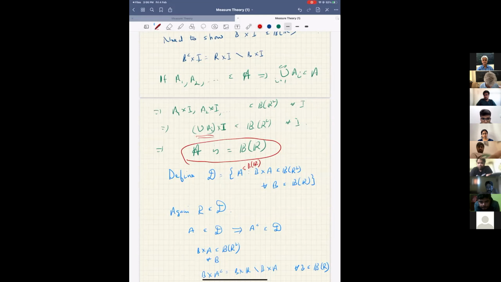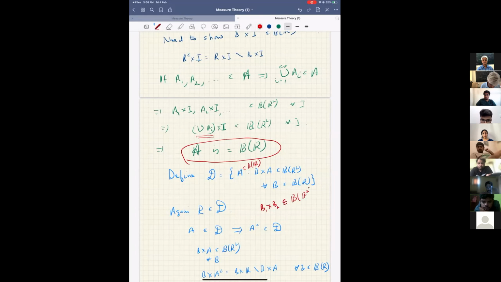Right. So then after this, we are done, right? Once we show that D is a sigma algebra, that means B1 cross B2, where B1 and B2 are in the Borel sigma algebra, belong to my B(R²). And that's what I wanted to show. My objective was to show that when B1 and B2 are Borel sets, B1 cross B2 are members of B(R²).